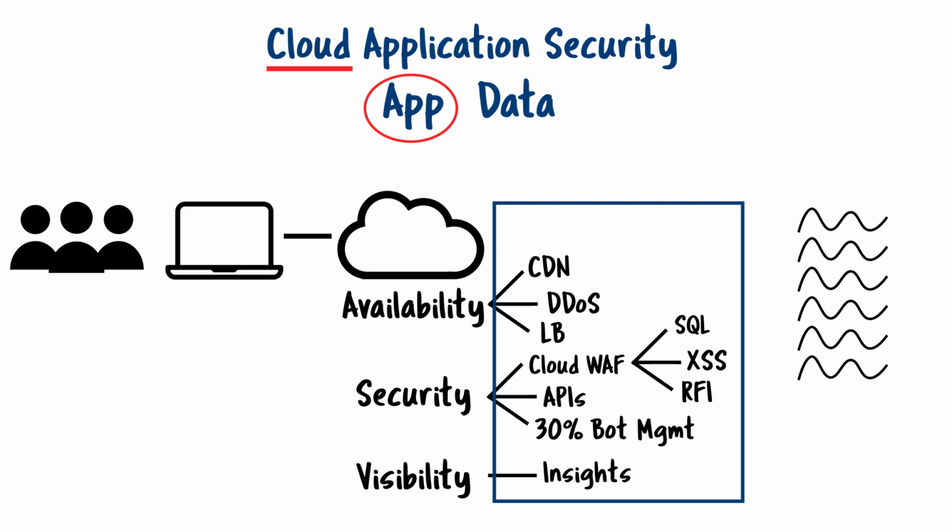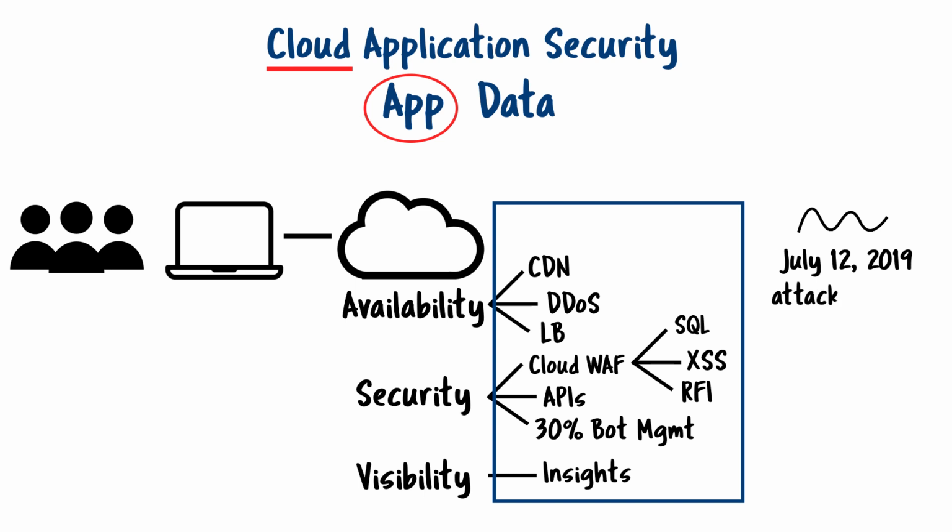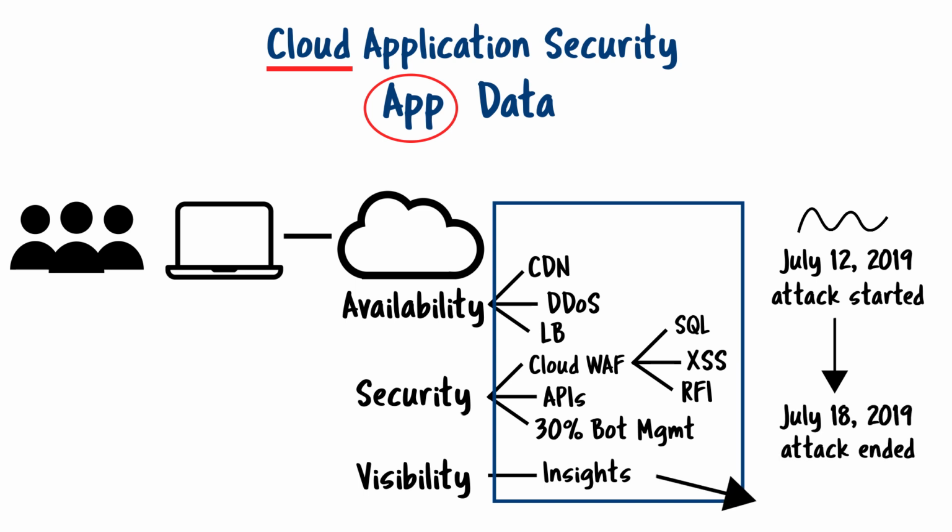What they want is to be able to aggregate all this information together and simply understand that on July 12th, 2019, there was an attack that started, and that attack didn't end until July 18th. But it was mitigated, so there's no problem. They need to understand that it started at one point and ended at another, without having to sift through one log, two log, three log, four log, and try to put all those pieces together themselves. That's what Insights is all about.